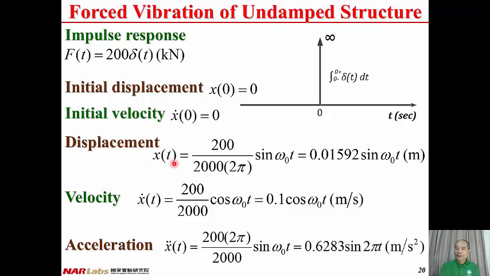And we observe x(t). x(t) vibrates with a frequency omega 0. Omega 0 is the structural frequency equal to 2 pi radian per second. And the amplitude of the vibration is about 0.016 meter. And we observe the velocity. Omega 0 is the vibration frequency equal to 2 pi radian per second. And the amplitude of the velocity equal to 0.1 meter per second. And then for the acceleration, the frequency is 2 pi radian per second. And the amplitude is about 0.6283 meter per second squared.